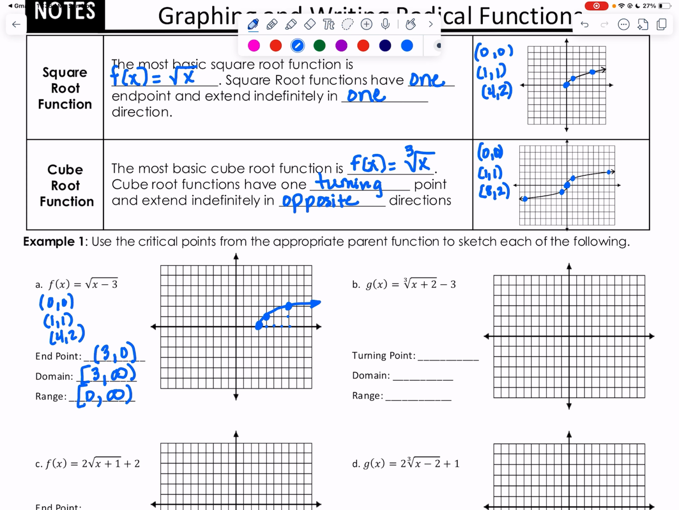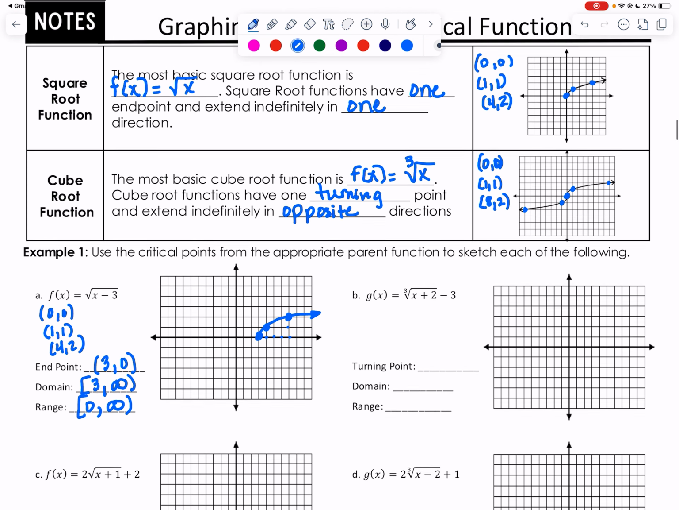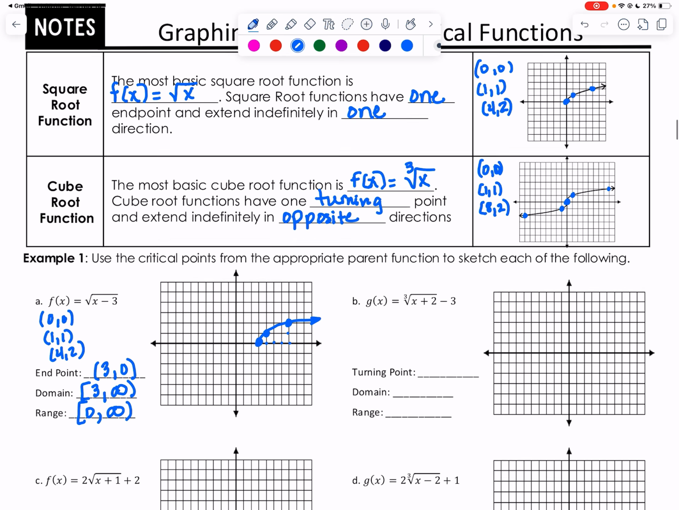All right. In problem B, we have the cube root of x plus 2 minus 3. So we're going to use the positive critical points from the cube root function, which are 0, 0, 1, 1, and 8, 2. Now let's talk about our turning point in this function. So we have cube root of x plus 2. So that means my x value of my turning point will be -2, and then we have minus 3, so minus 3. So let's plot that point, -2, -3.